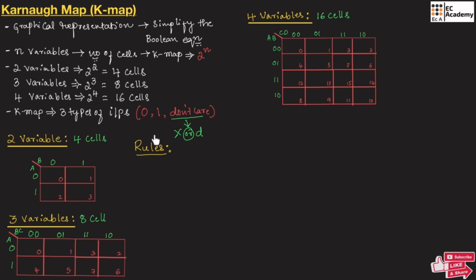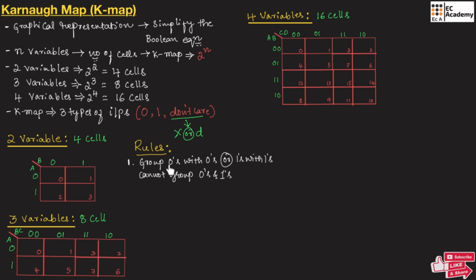Now let us understand some of the rules to solve K-map. The first rule is we can either group zeros with zeros or ones with ones. We cannot group zeros and ones. Once we have entered the values in K-map, either it can be 1 or zeros, we can group zeros with zeros or we can group ones with ones. We cannot group zeros and ones together.